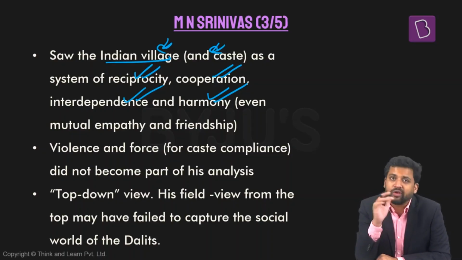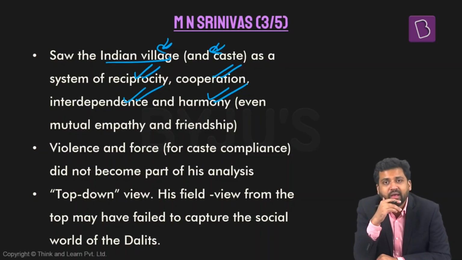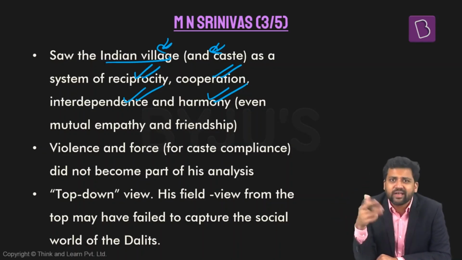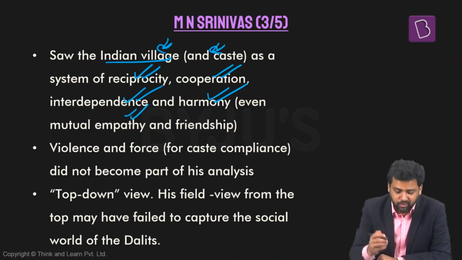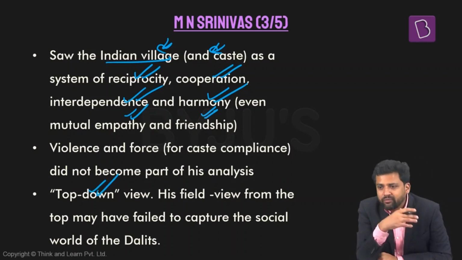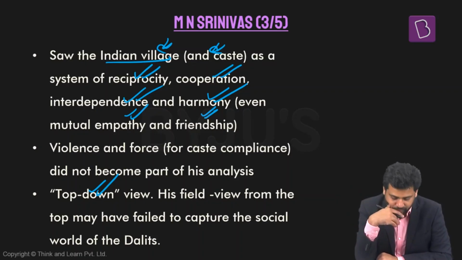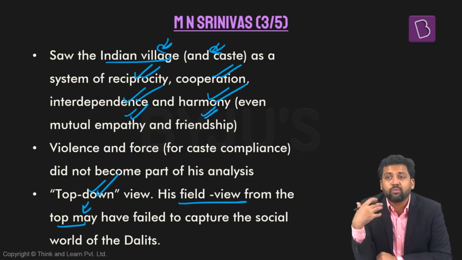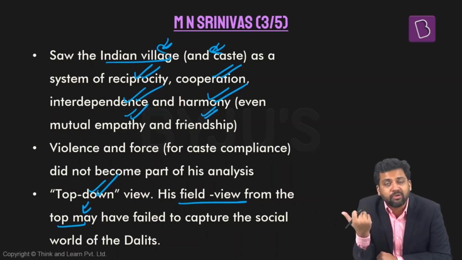Now, his perspective has also been questioned. It's not that his perspective is free of criticism. What is the criticism? See, he looks at all these things and he comes to the analysis that there is cooperation happening, there is some form of empathy also between people from different castes, there is friendship. But his perspective is a top-down perspective. When he goes to the village, he is staying with people who are from the dominant caste. So his idea of the Indian village and caste system might be incorrect because of that. Right? His field view is from the top. Maybe he's not able to capture the reality of people who are at the bottom, the viewpoint of people who are at the bottom of the list.